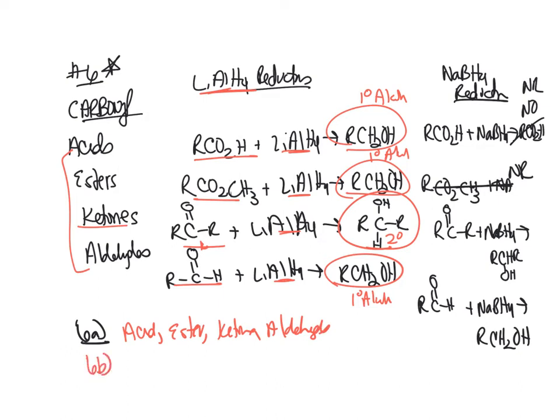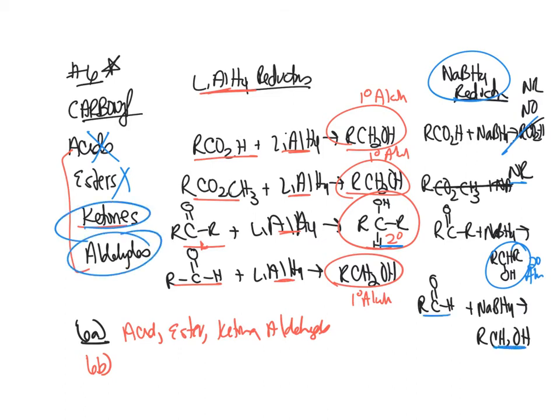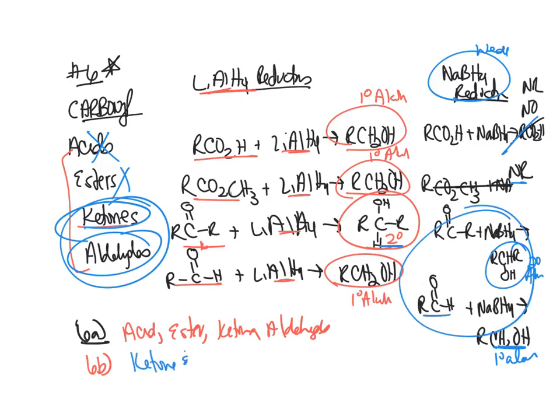Okay, what about 6B? Which carbonyls undergo reduction with sodium borohydride? No reaction for carboxylic acids. Okay. No reaction for esters. And then your ketone gives you a secondary alcohol, the same thing. And an aldehyde will give you a primary alcohol. So this is weak, okay? So it can reduce ketones and aldehydes to secondary and primary alcohols. So ketone and aldehyde.